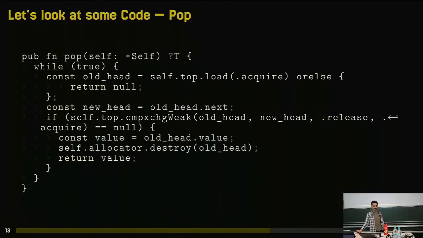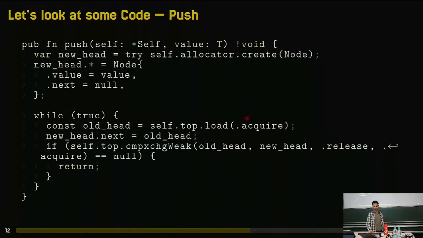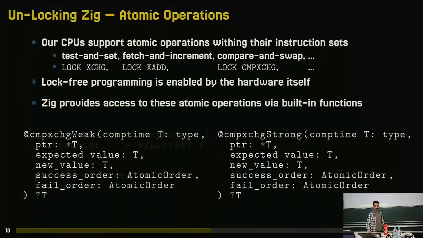All right, so now let's look at why we need those release and acquire, and we also had acquire and release and acquire here. So why do we need those two atomic order arguments?